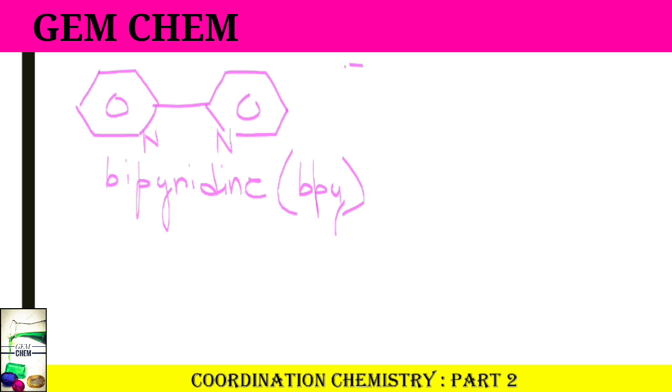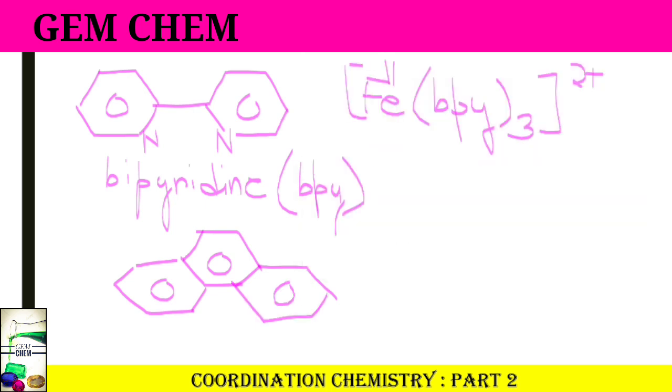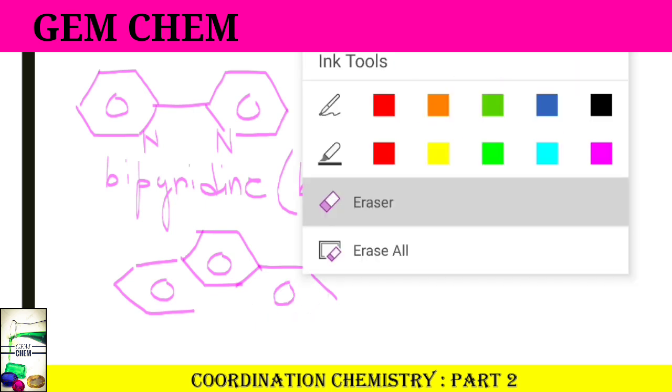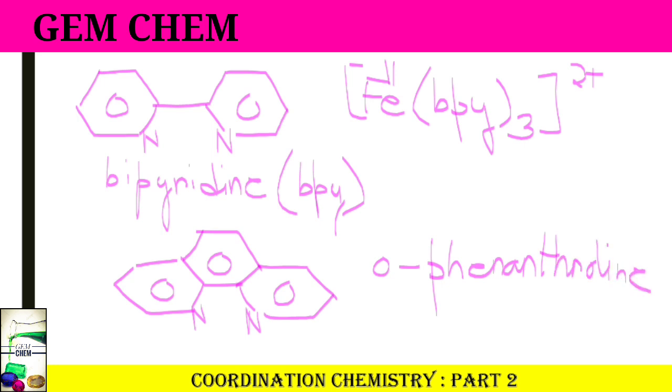The complex looks like Fe(bpy)3 2+, and the iron also has a 2+ charge. Next we will see orthophenanthroline. If you draw it, first you need to know the phenanthrene structure, which looks somewhat like this. Now remove 2 of the carbons and replace them with nitrogen. So here we will put a nitrogen, then join. Here we are going to put a nitrogen and then join. This is orthophenanthroline. This is also a bidentate ligand where bonding occurs with the help of the two nitrogens present.